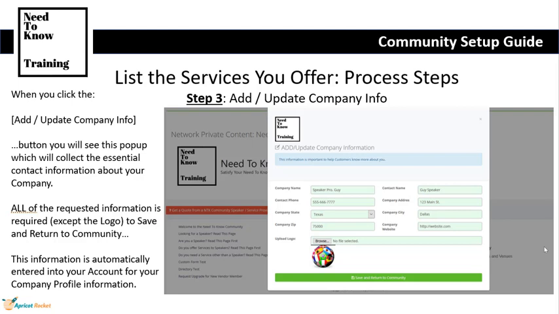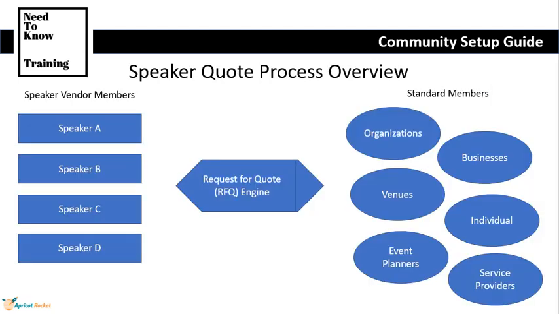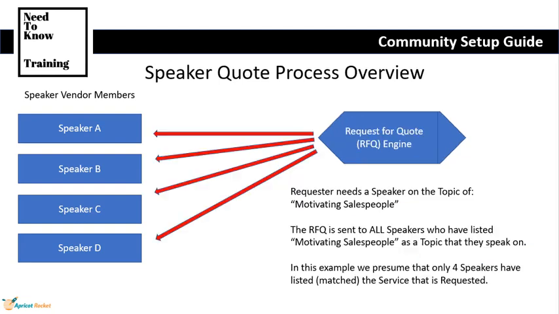Now, if you're a speaker and you're going to be found by people that are looking for you, they're going to use the RFQ engine. The RFQ engine is going to basically match a request that has been received on, say, the topic of motivating salespeople. They're going to match it with all of the speakers that have listed something with the word sales in it as one of the services or the topics that they speak on, one of the areas of information that they speak on.